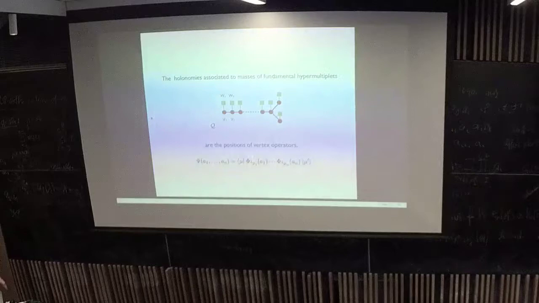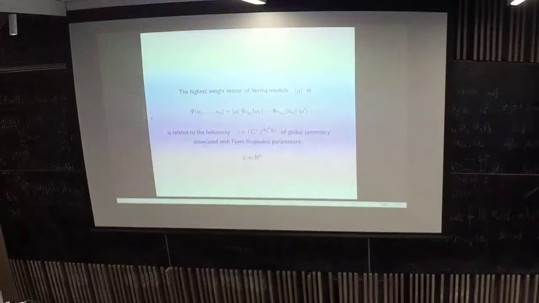You turn on holonomies associated with the global symmetries. The total rank of these vector spaces, the green ones, is exactly the number of vertex operators, so you have a parameter for each vertex operator. In physics, these are mass parameters. The highest weight vector of the Verma module is related to the holonomy of a global symmetry, and the Kahler parameters are around the circle. So this is how it arises.